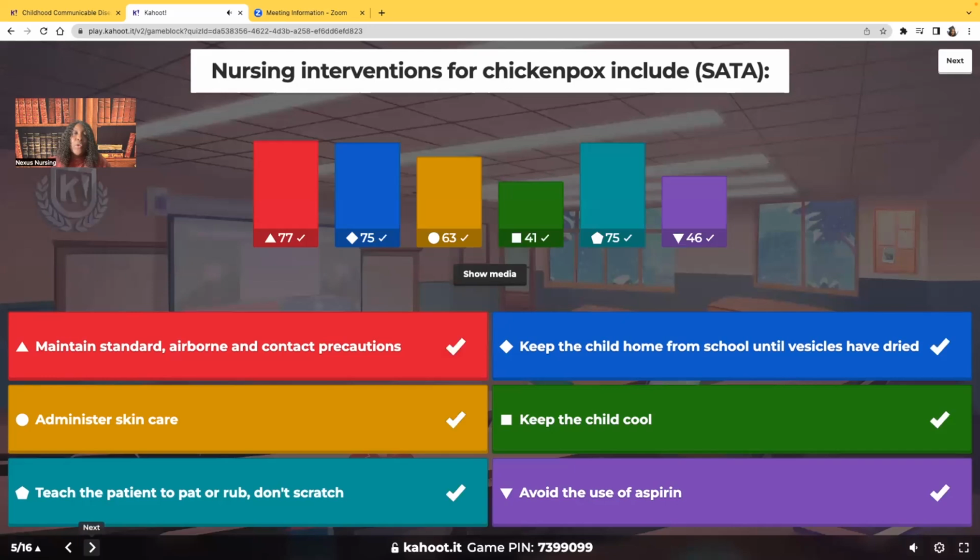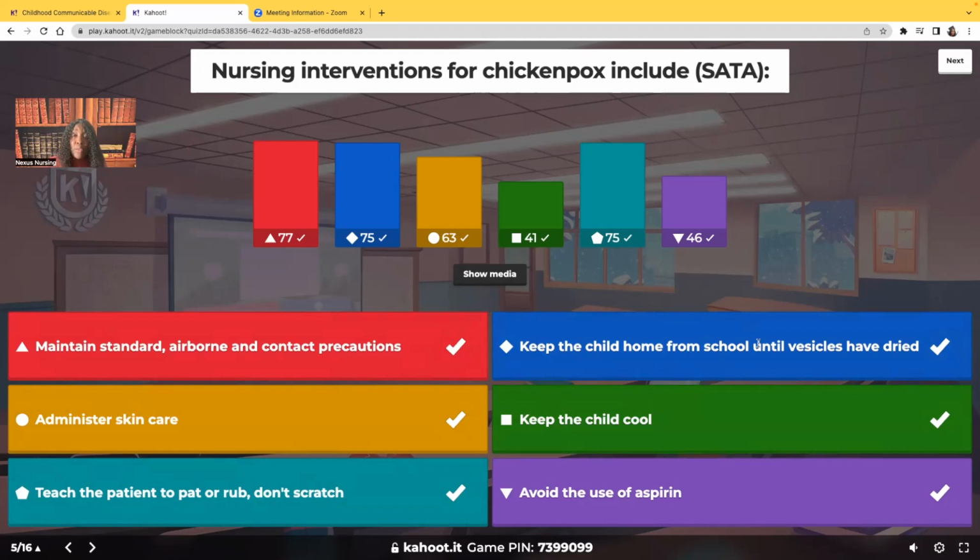Okay. Nursing interventions for chickenpox, all of them. So let's go through them one by one because I want to explain this to you. The first one, maintain standard airborne precautions. Absolutely, because you want to prevent the transmission of chickenpox to others. Next, keep the child home from school until the vesicles have dried. And NCLEX expects you to know this.